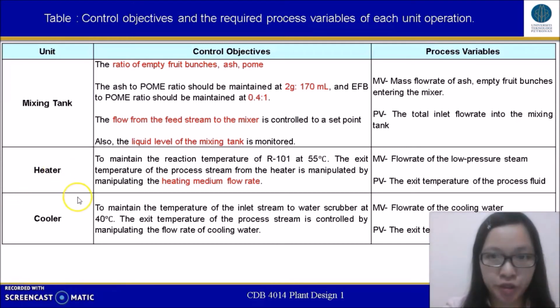Next is the cooler. The cooler is used for cooling the inlet stream to the water scrubber to prevent overheating and to provide suitable operating temperature conditions for the water scrubbing process. The control objective is to maintain the temperature of the inlet stream to the water scrubber at 40 degrees Celsius. The exit temperature of the process stream is controlled by manipulating the flow rate of the cooling water.